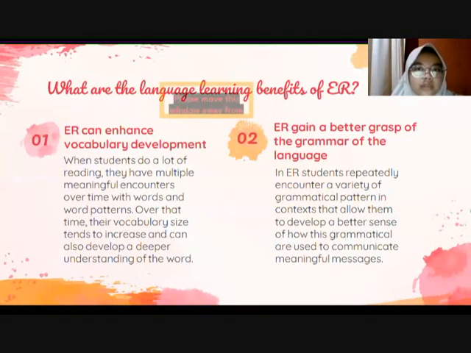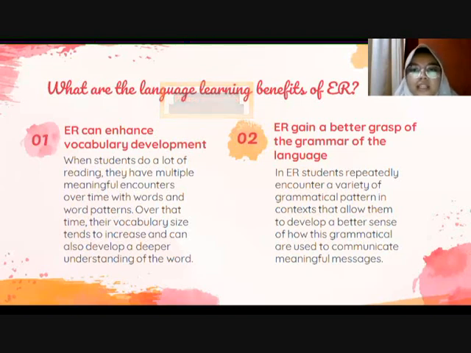So what are the language learning benefits of extensive reading? First one, extensive reading can enhance vocabulary development. When students do a lot of reading, they have multiple meaningful encounters over time with words and word patterns. Over that time, their vocabulary size tends to increase and they can also develop a deeper understanding of the words.